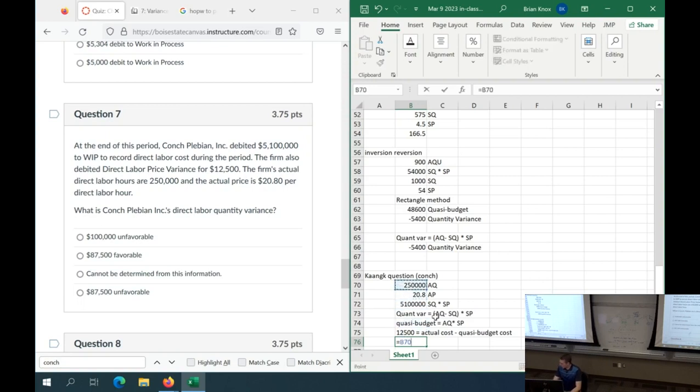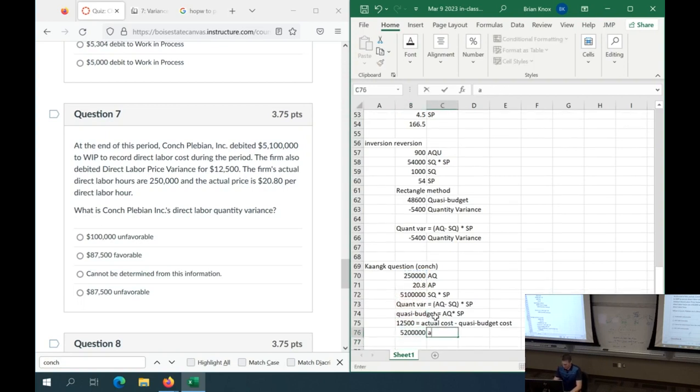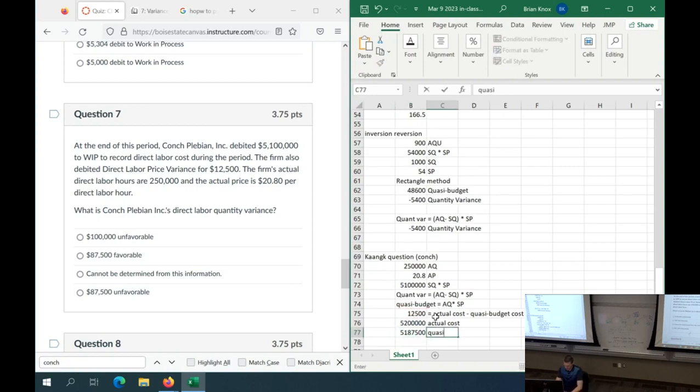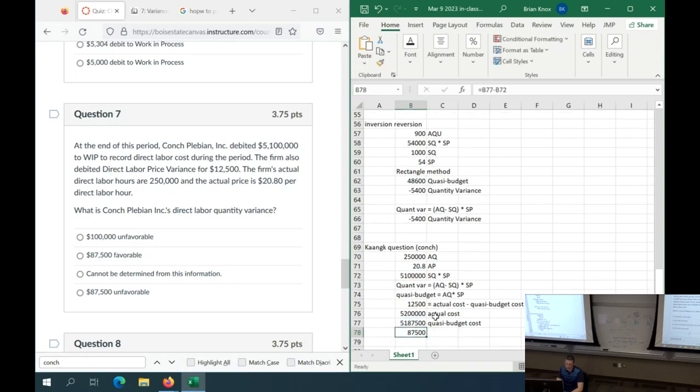Okay, so actual cost is right here. And then actual cost minus 12,500. That should give us our quasi-budget cost. Take our quasi-budget cost and subtract away the standard cost. We'll get 87,500.